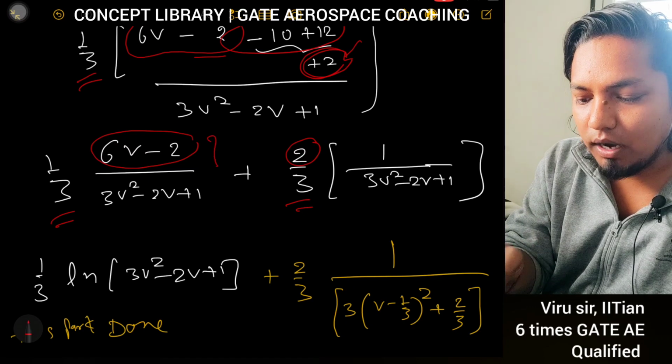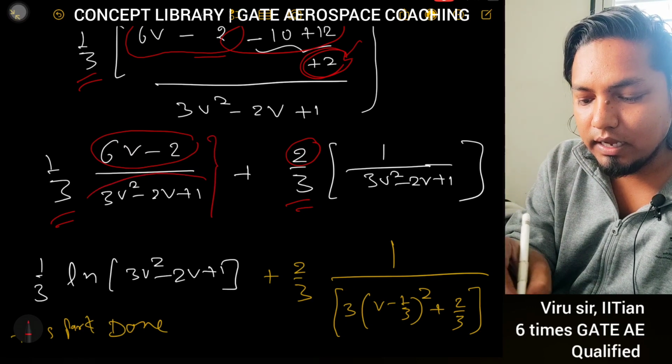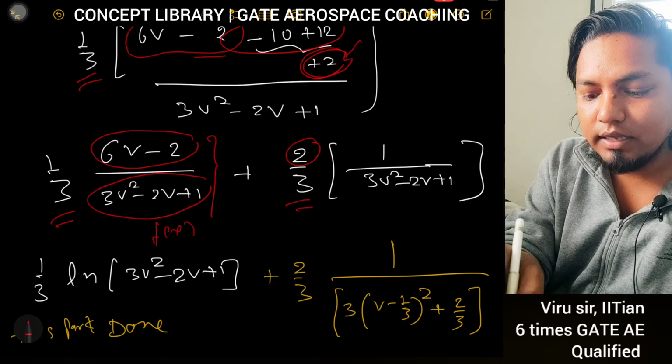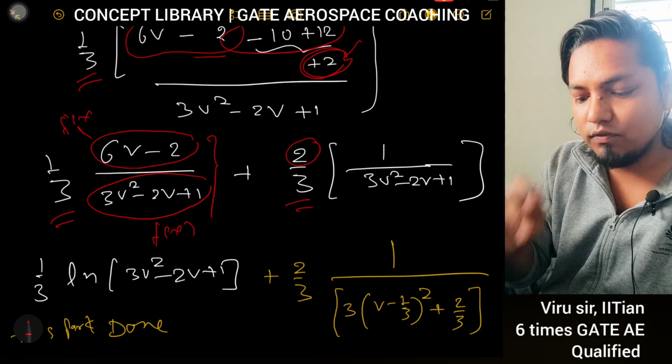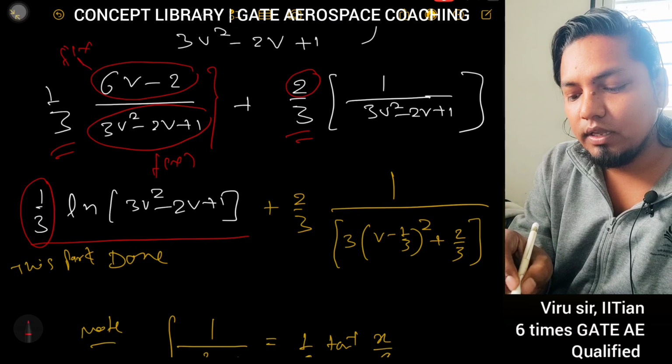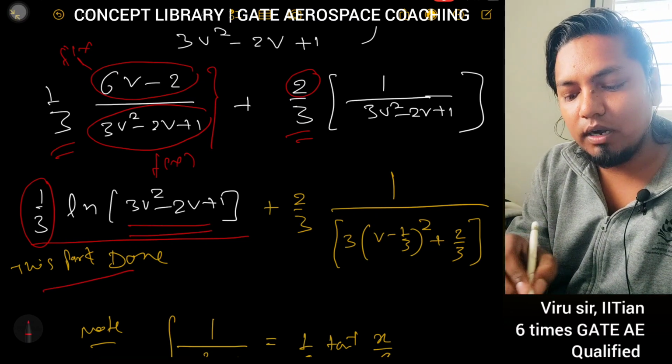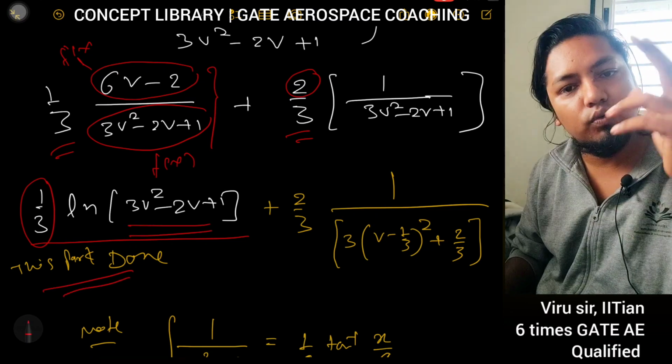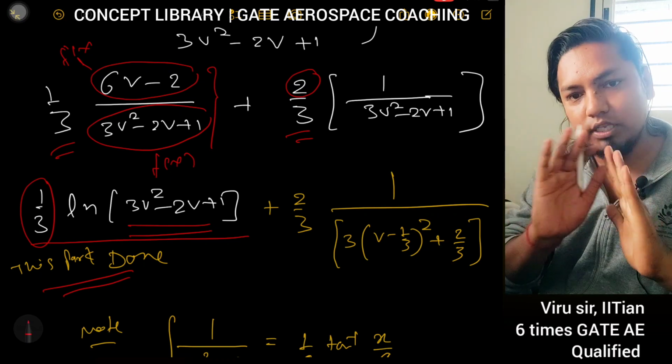Now this part is clearly visible that this guy is your fx and this guy is your f dash x. So ln fx will be your answer. So ln fx is my answer now. This 1 by 3 as it is, and here this is my fx. So this part is done. Now only substitute v is equal to y by x. That's all, this part done.